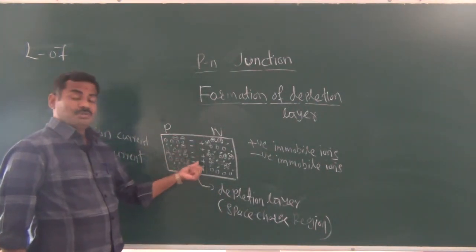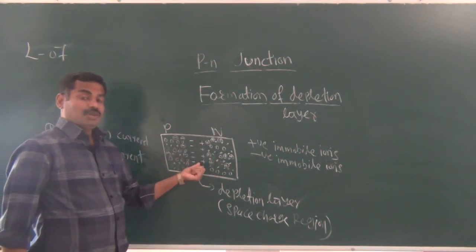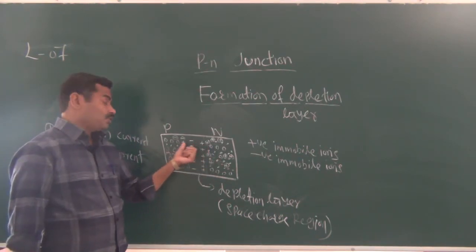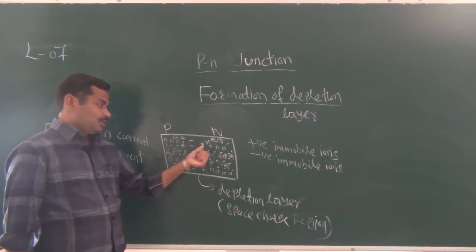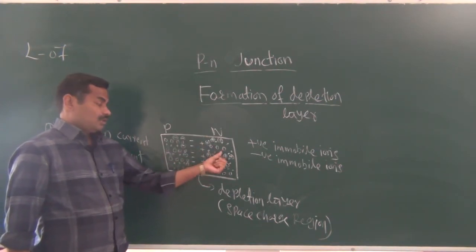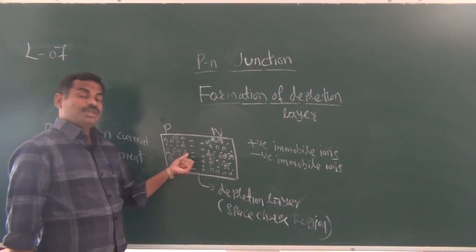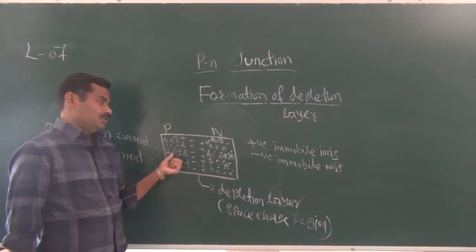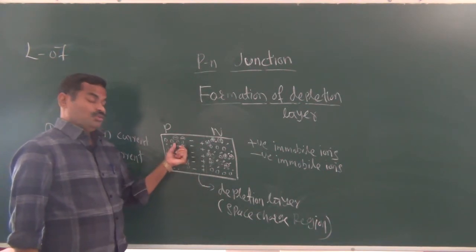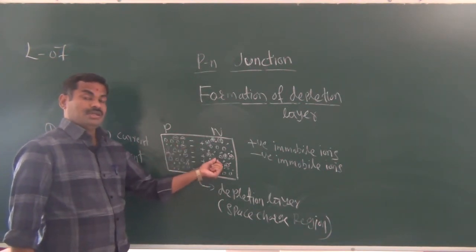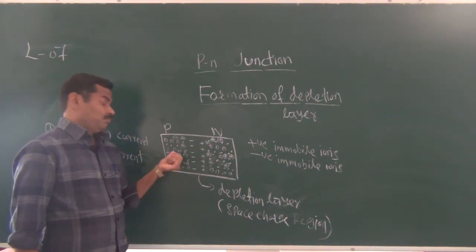And what is the importance of the depletion layer? Once the depletion layer forms, what happens? It will oppose the further diffusion of electrons and holes, because these holes will be repelled by the positive ions and these electrons will be repelled by the negative ions. That's why they are not moving from n to p or p to n. It means before formation of the depletion layer, no doubt the holes will diffuse towards the n side and electrons will diffuse towards the p side.